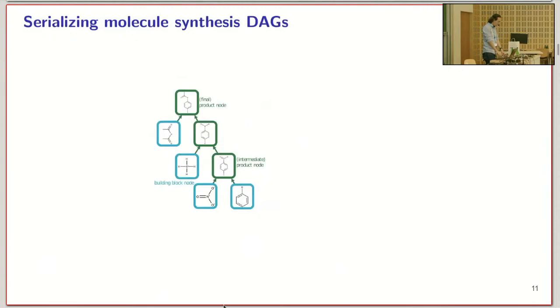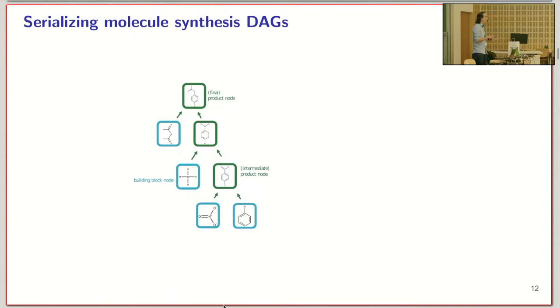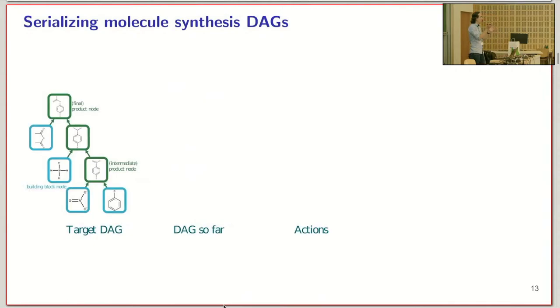We are going to now synthesize these molecules, these synthesis DAGs, serializing them. We're going to start constructing them based on their individual components. As I said, you have these building block nodes and intermediate product nodes. So we're going to have a model. This is going to be a type of autoregressive model, as the one I mentioned before.